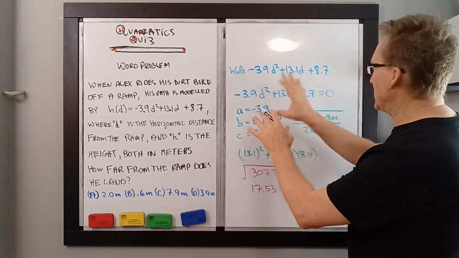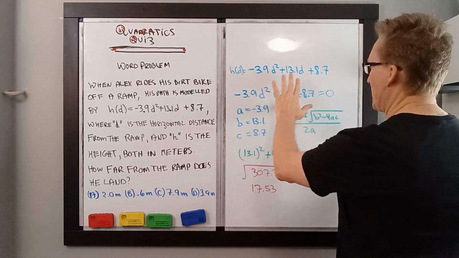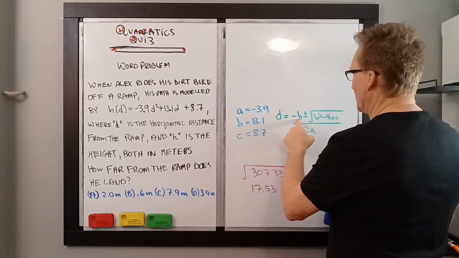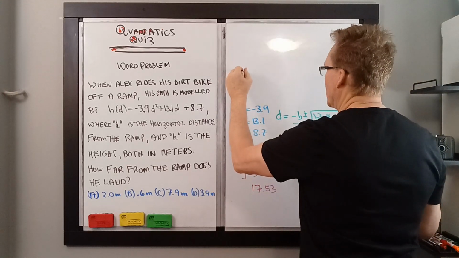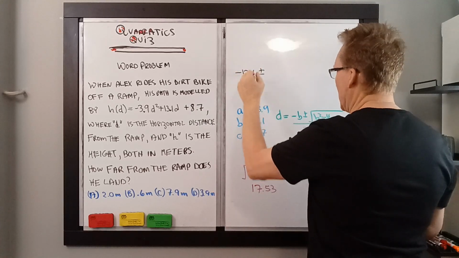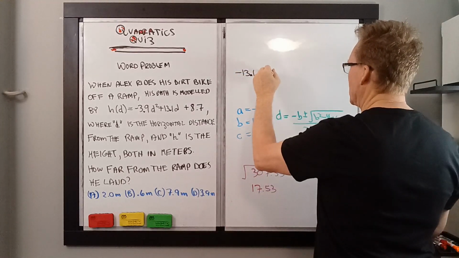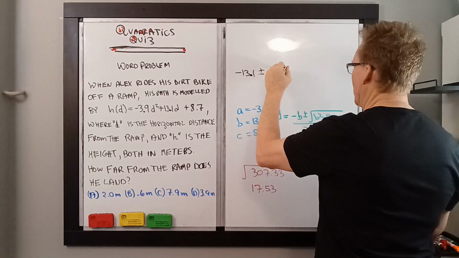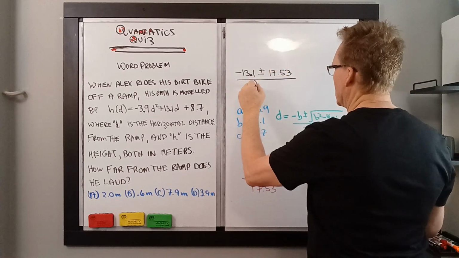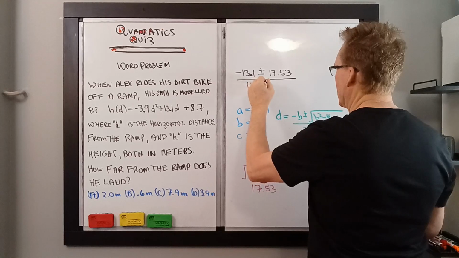17.53. So I'm going to erase some of these things here so I have room to operate right up here. So I've erased this here. Now we're just going to write these things in here. We're going to start off with negative b, which is negative 13.1. Big decimal in there. Plus or minus this number, 17.53 all over 2a. 2 times this. 2 times negative 3.9.